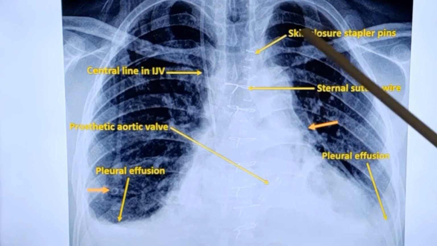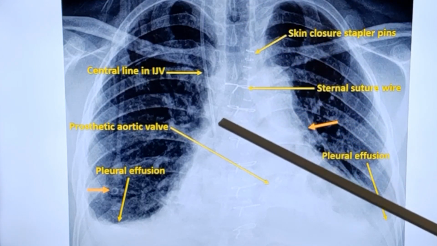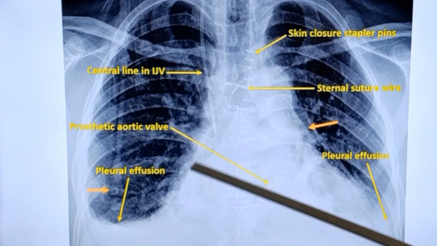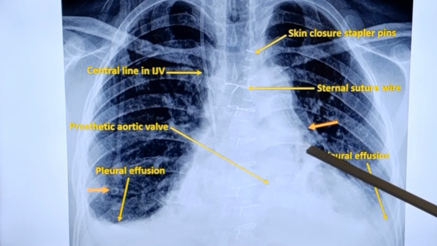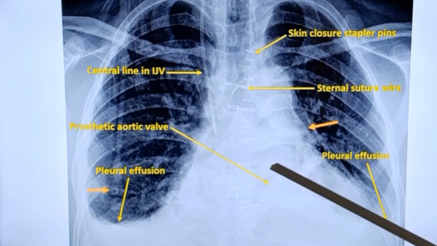Other findings seen on this X-ray are the tracheal air shadow, which is very well seen, the right bronchus, which is more vertical, and the left bronchus, which is more horizontal. Well seen on this slightly over-penetrated chest X-ray.